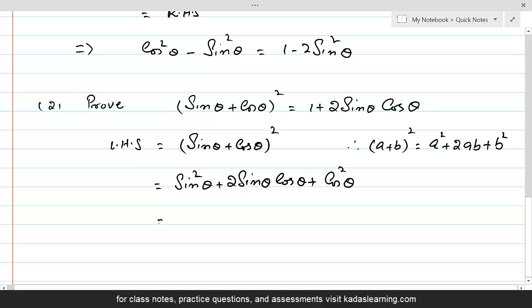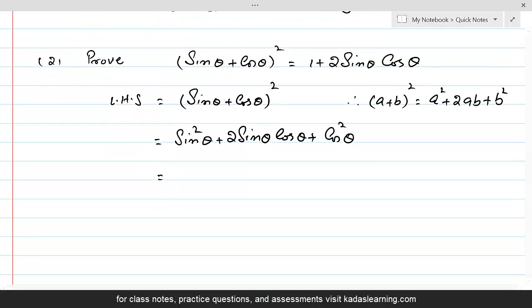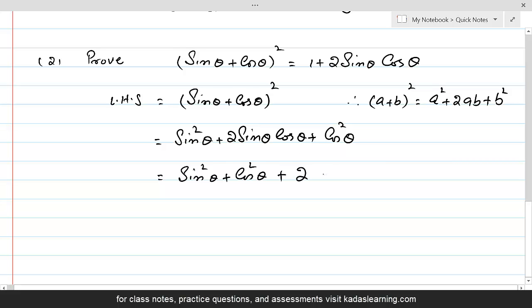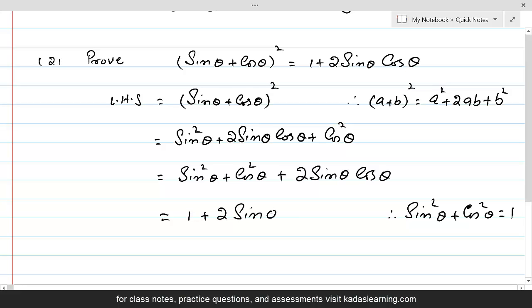If we join the first and the third term, this means sine square theta plus cos square theta, and plus the middle term is 2 sine theta cos theta, and this is a fundamental trigonometric identity that sine square theta plus cos square theta is equal to 1. Therefore, this will become 1 plus 2 sine theta cos theta.